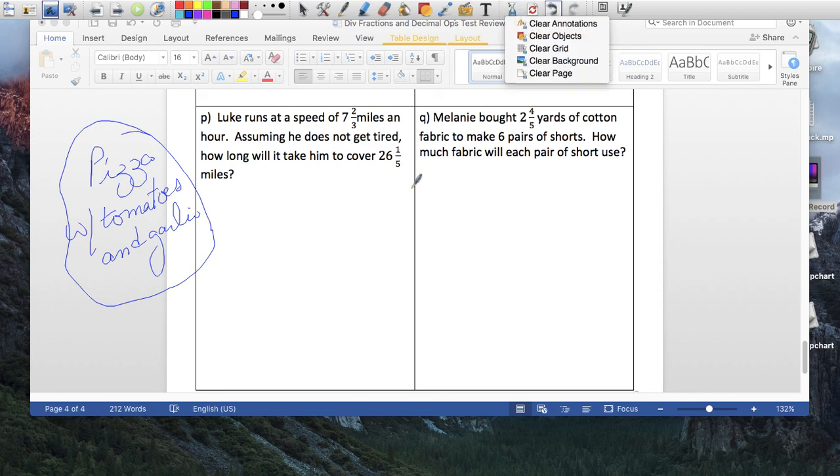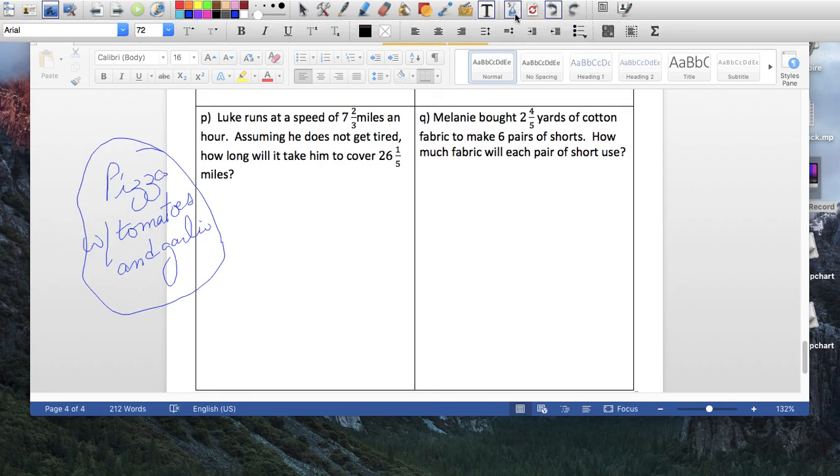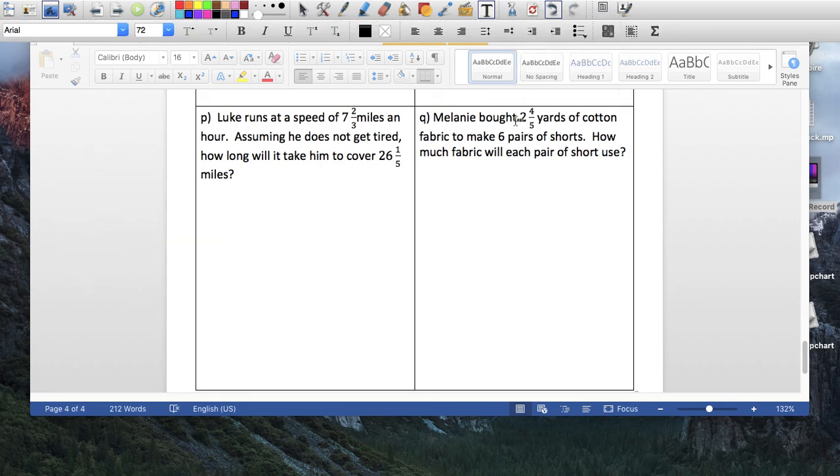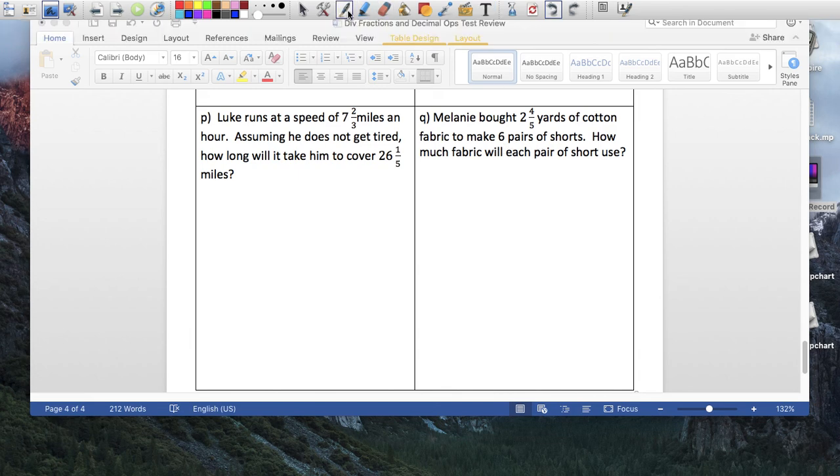Okay, so last question. Melanie bought 2 4/5 of a yard of cotton fabric to make 6 pair of shorts. How much fabric will each pair of shorts use? Okay, fair enough. This is how much she has. She wants to spread them out to make 6 pair of shorts. So how much fabric did each pair of shorts use?